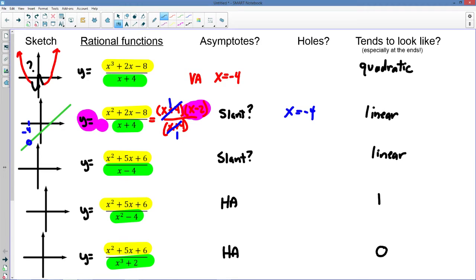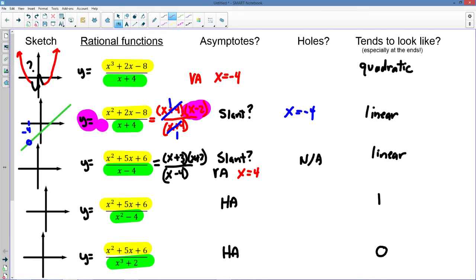Now this guy does not reduce, right? This is x plus 3, x plus 2. So there is no reduction. There's no hole, right? There's no hole, but there definitely is a vertical asymptote because you can't have a 4. If you put a 4 here, we're in big trouble.